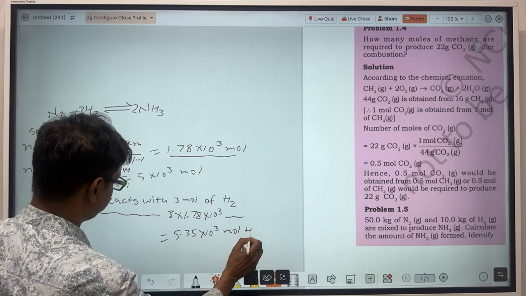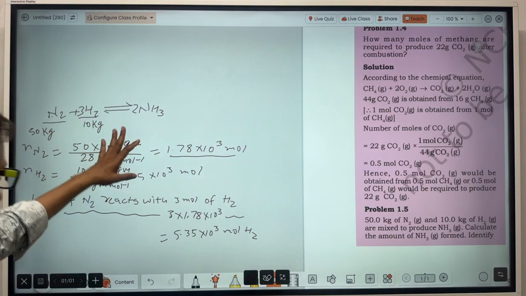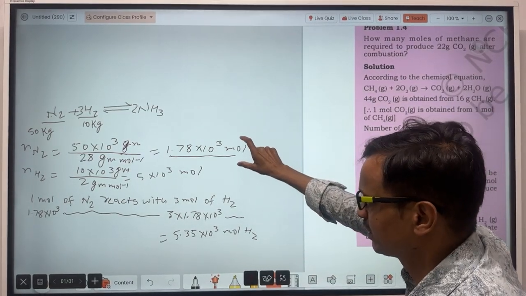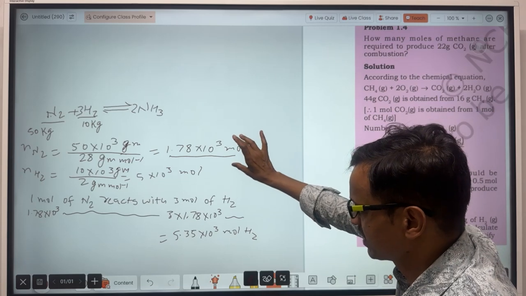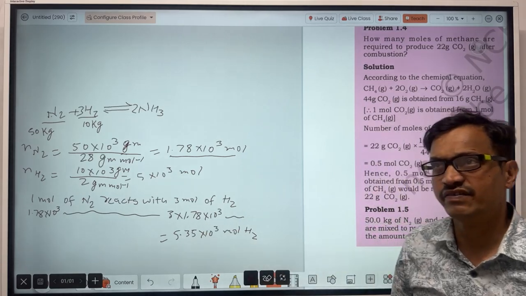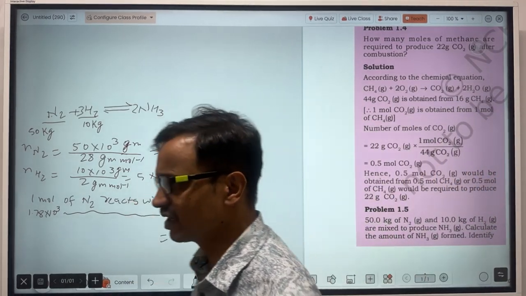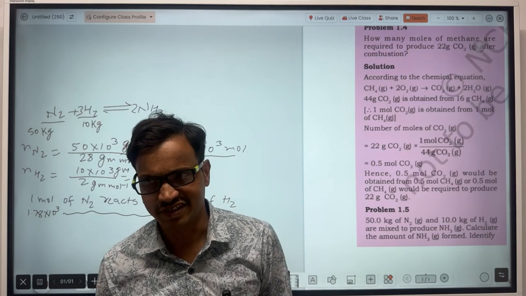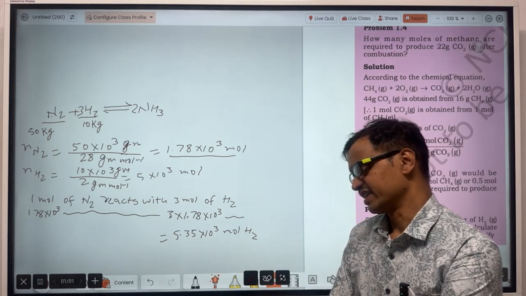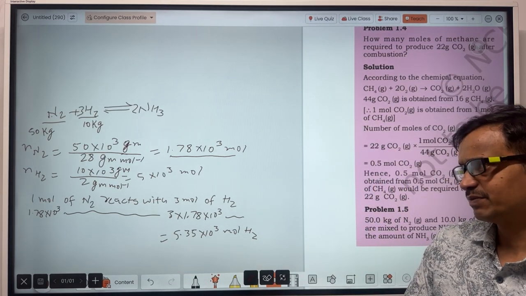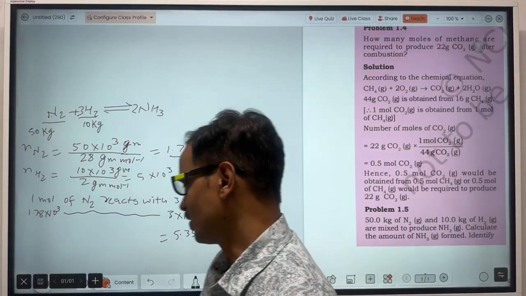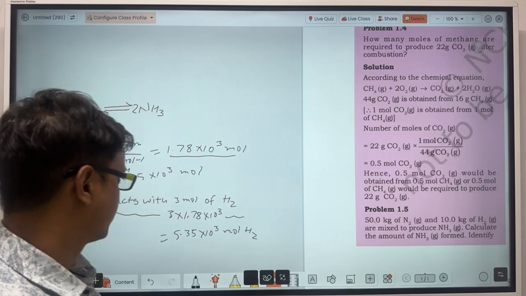That much mole hydrogen. So 1 mole of nitrogen, that means how much nitrogen is available there? Nitrogen available is 1.78 into 10 power 3 mole. So that much nitrogen will react with 5.35 into 10 power 3 mole hydrogen, but that much hydrogen is not available here. That's why hydrogen here is the limiting reagent.